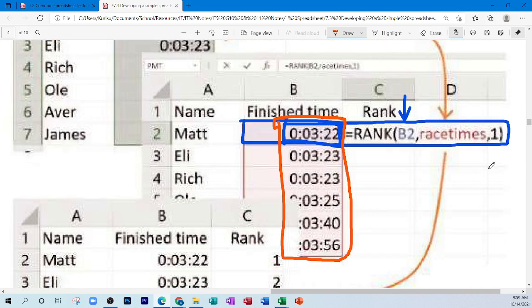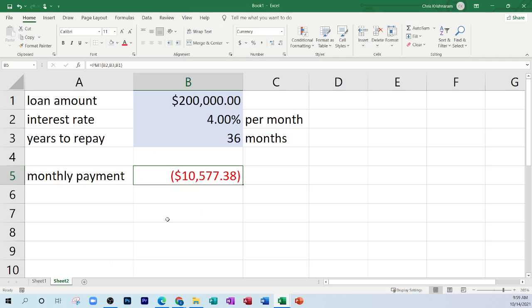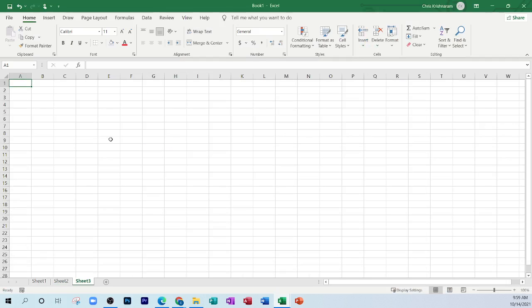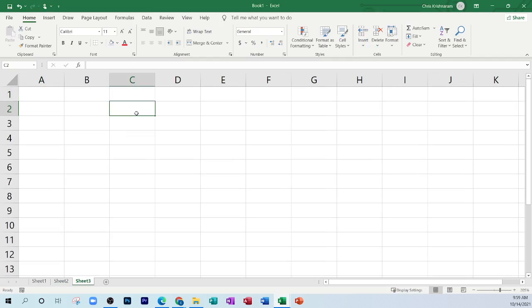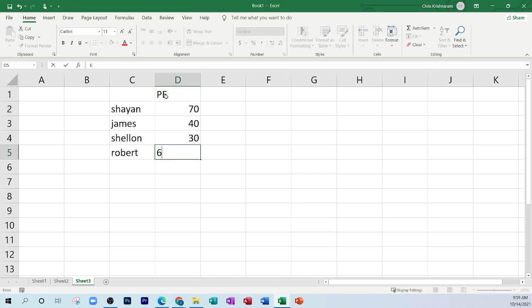So it all depends on what order you want to put them in, and it would rank them that way. So let's look at an example. Let's have a few names: Cheyenne, James, Shalon, Robert. They're doing PE, and this one got 70, this one got 40, this one got 30, this one got 60. So you want to rank them now.